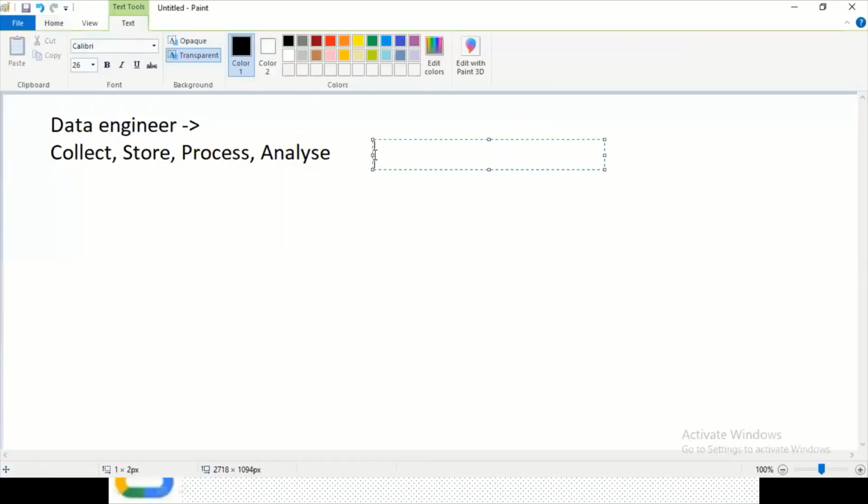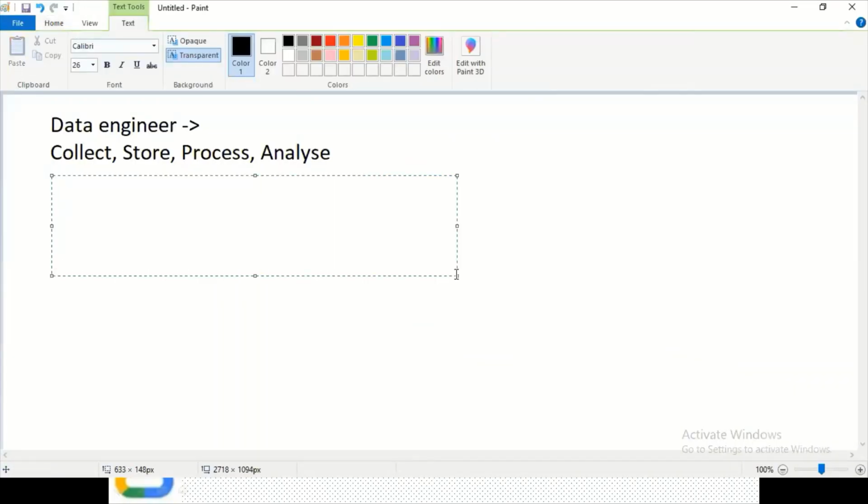Okay. Even if you observe here, ETL and ELT are the same as collect, store, process. ETL: extract, transform, load. But now we are doing extract, load, and transform as part of cloud computing.